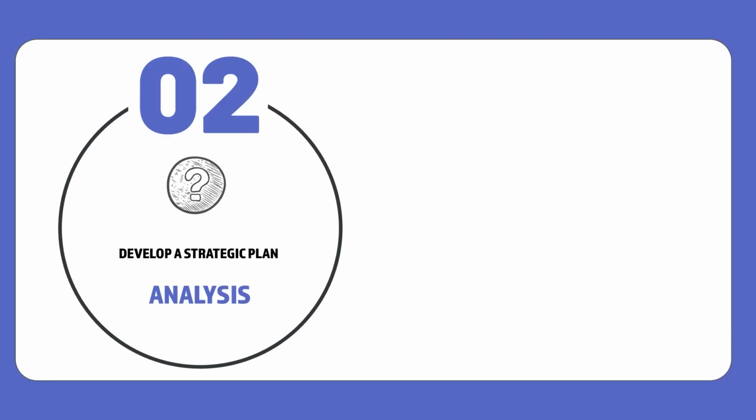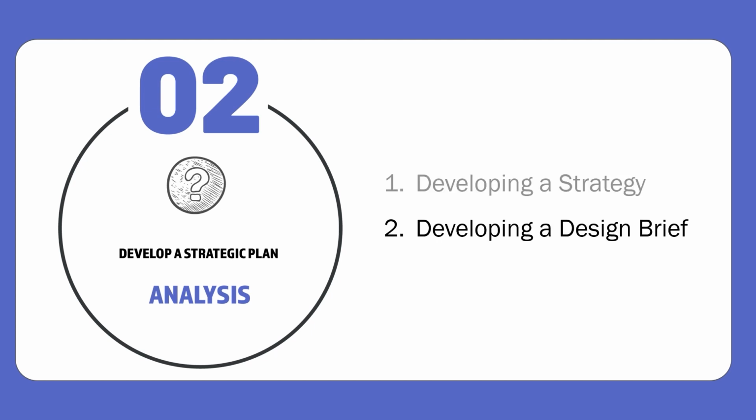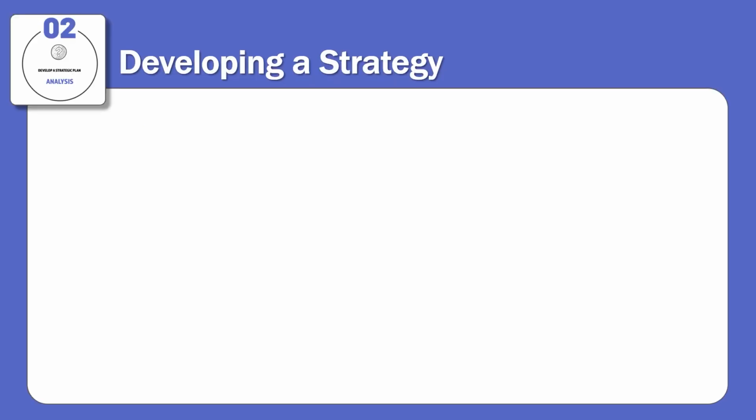Phase 2 is the analysis phase, and this is where you're going to work on developing a strategic plan with the client. So what you're going to do is develop a strategy and develop a design brief. Developing a strategy: well, you're going to take all that information that you gathered in the first phase, and you're going to start looking at it and thinking about it.